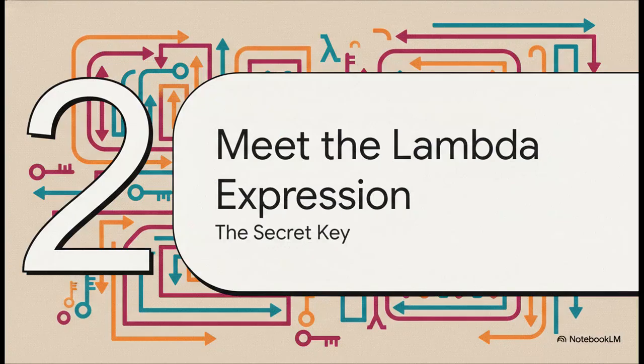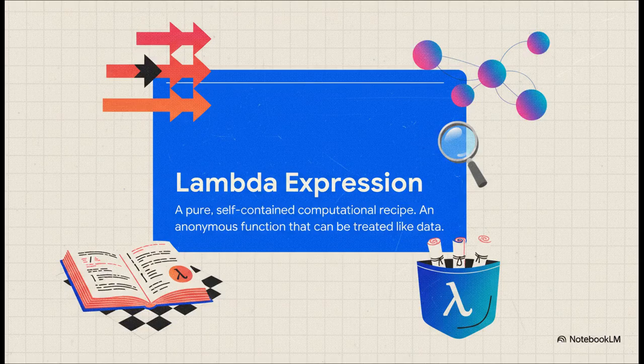So what was their secret weapon, the master key that could unlock this whole thing? Well, it all comes down to a beautifully simple and elegant concept called the Lambda expression. A Lambda expression is basically a function without a name. It's just a pure, self-contained little package of logic. The cool part is you can treat it just like data. You can pass it to another function, you can store it in a variable. It's like a computational recipe that you can just carry around and use whenever you need it.